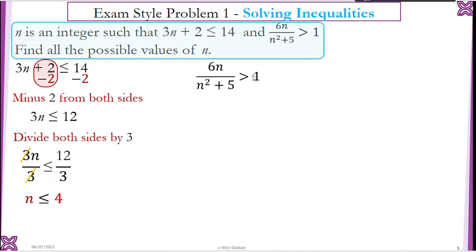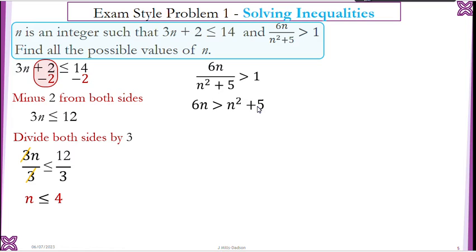Now to solve this inequality, we need to make sure we get rid of the fraction bit. So if we're dividing n by n squared plus 5, we can multiply it through by n squared plus 5. Or we can just make 1 the same as 1 over 1 and we cross multiply. So when we do that operation, we end up having 6n is bigger than n squared plus 5.